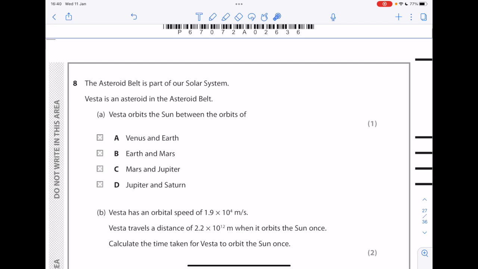The asteroid belt is part of the solar system. Vesta is an asteroid in the asteroid belt. Vesta orbits the Sun between the orbits of... Okay, where is the asteroid belt? Well, it sits between Mars and Jupiter.